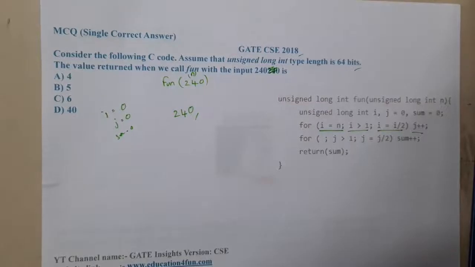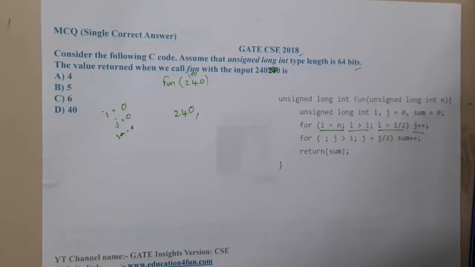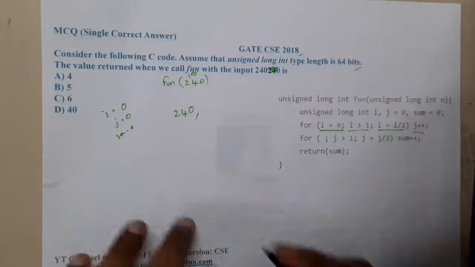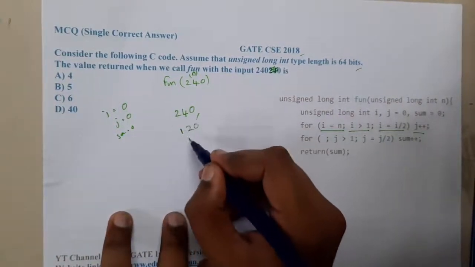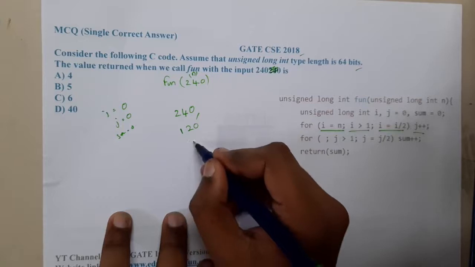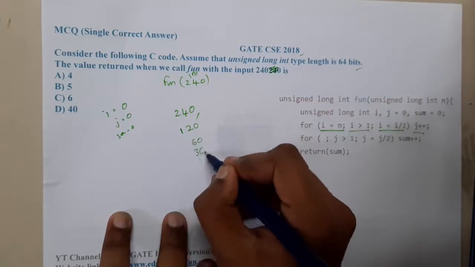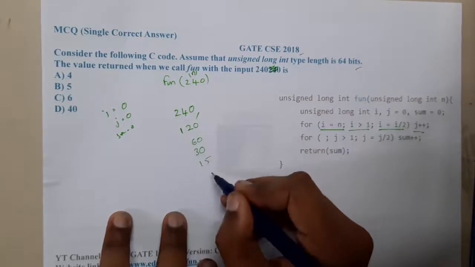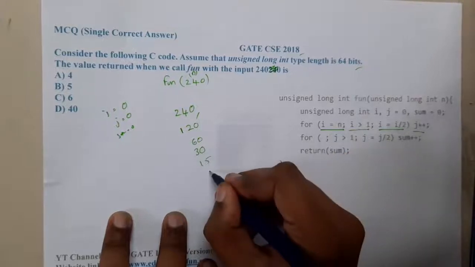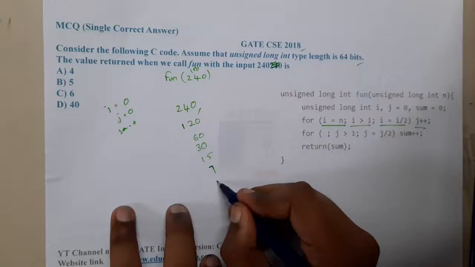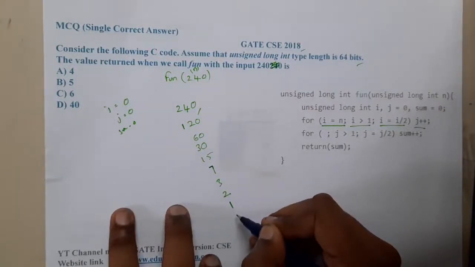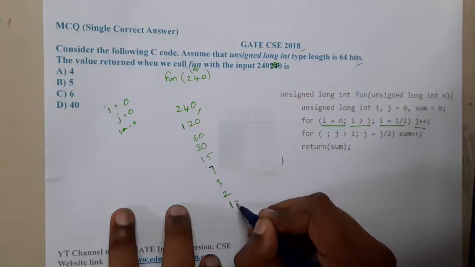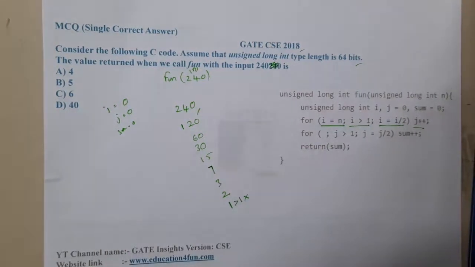So you are running with respect to half. What will be the result? It will be 120, then 60, then 30, then 15. Then 7.5, but i is an integer, so it becomes 7. Similarly 3, then 2 and 1. Once you reach here, it checks whether 1 is greater than 1. That is false, so it stops there.